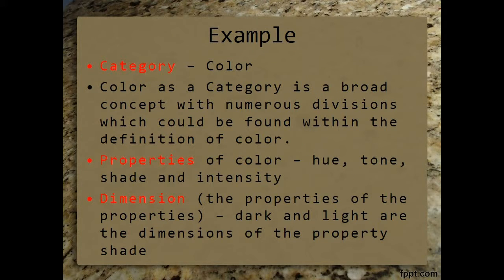Here is a simple example. Color is an example of a category. Color as a category is a broad concept with numerous divisions, which could be found within the definition of color. As for properties of color, it will be hue, tone, shade, and intensity. Dimensions, on the other hand, are the properties of the properties. For example, dark and light are the dimensions of the property shade.